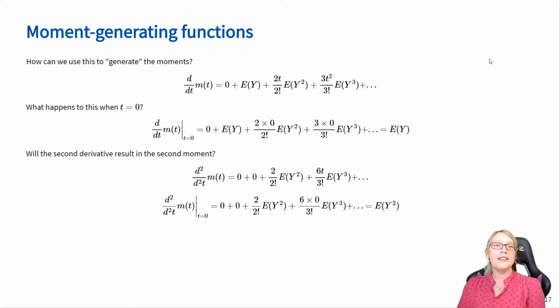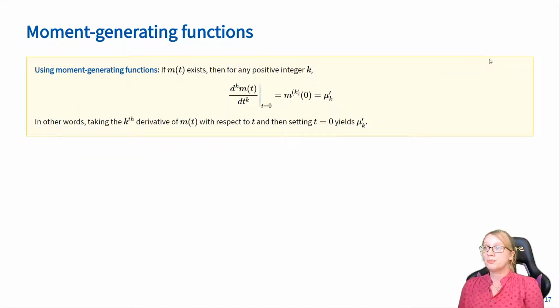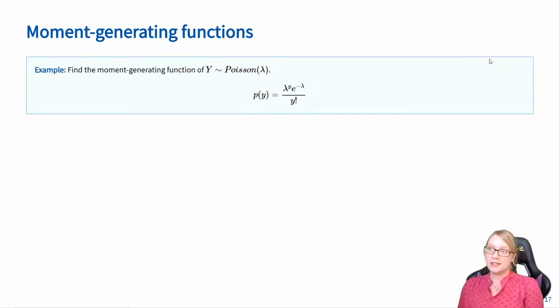So to get the kth moment, find the kth derivative of the moment generating function and evaluate it at 0. This will work as long as the moment generating function exists, so we can continue to do this for any positive integer k. So we'll do that to get the moments.